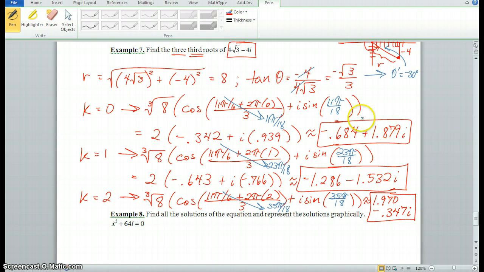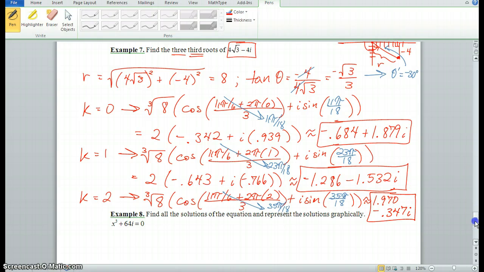Ladies and gentlemen, you have your 3 third roots of this complex number. None of which are complex conjugates of one another. And that may or may not be anticipated or should have been anticipated based upon the original problem. We saw it in the last problem. We did not see it here.